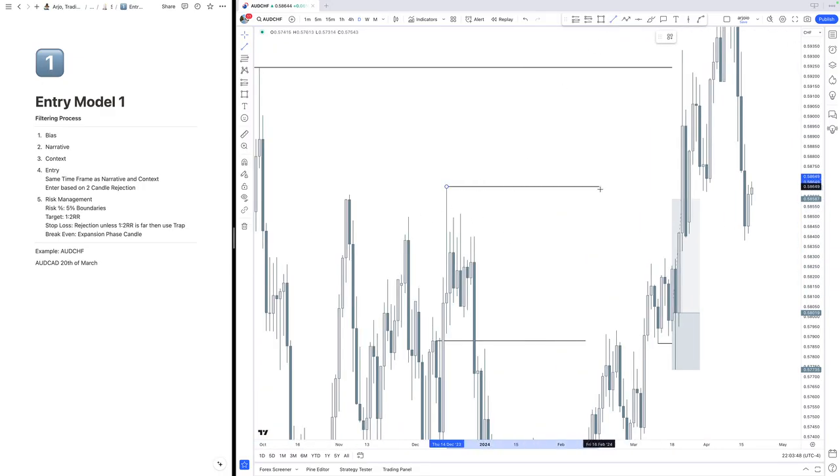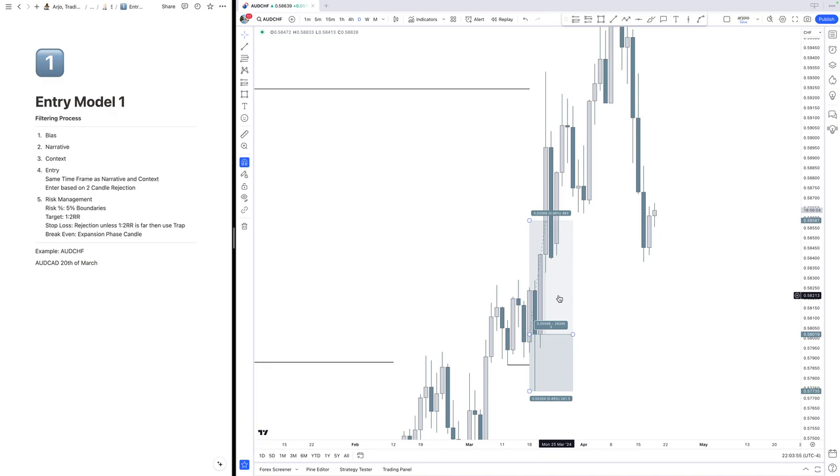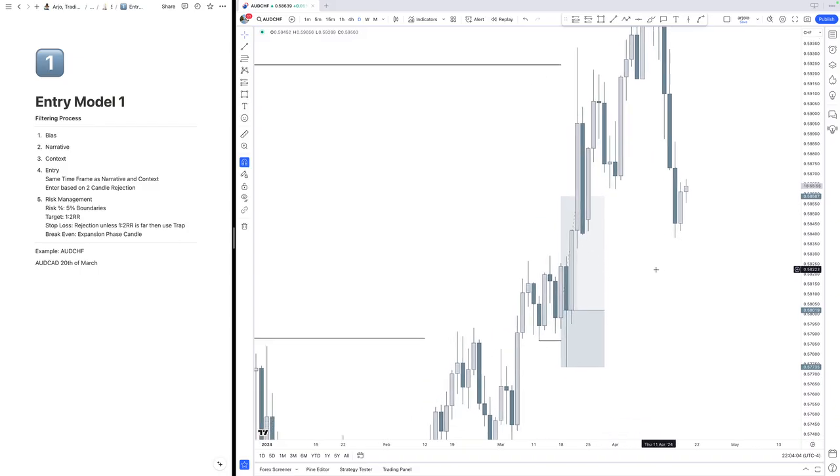Even before this swing high, we have a 1 to 2 RR. Perfect. That is exactly what I want to see. Then I can target 1 to 2 RR comfortably. Now let's say we didn't have a 1 to 2 RR right here and we couldn't comfortably target a 1 to 2 RR. What would we do?